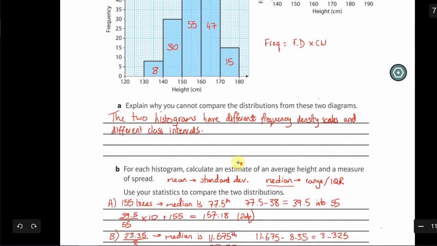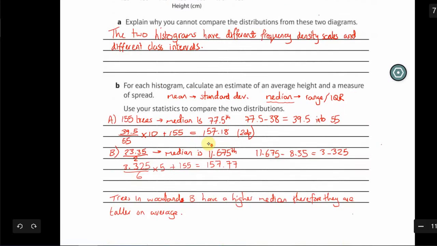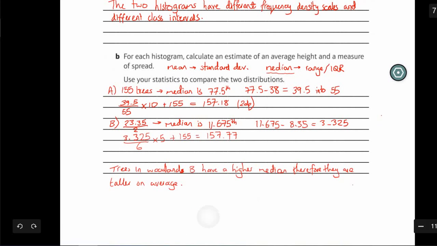And let's just go with the range because it'll be easier in this case. So the range here is 40 for woodland B, and for woodland A it is 50. So woodland A has a higher range.